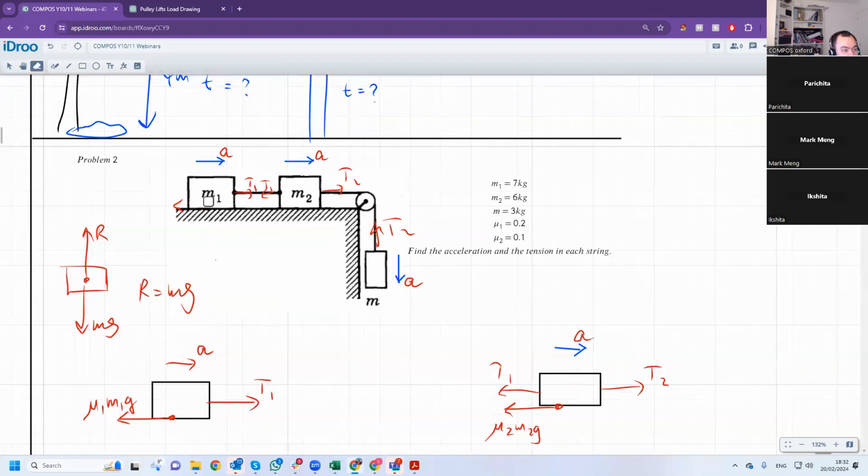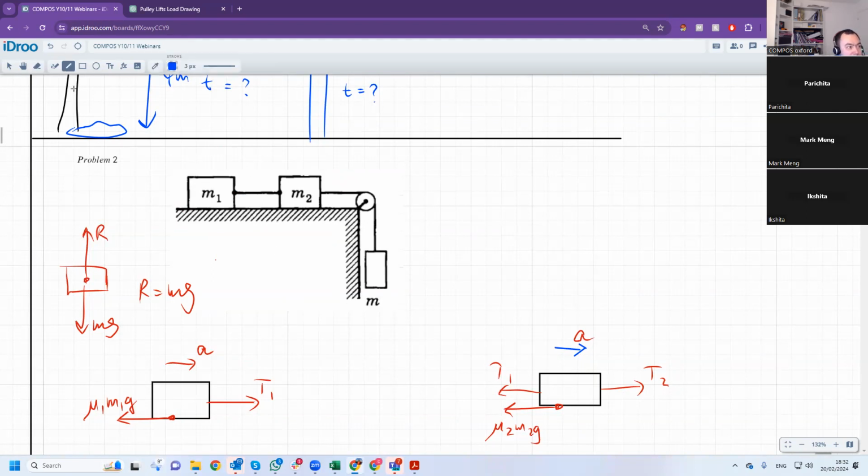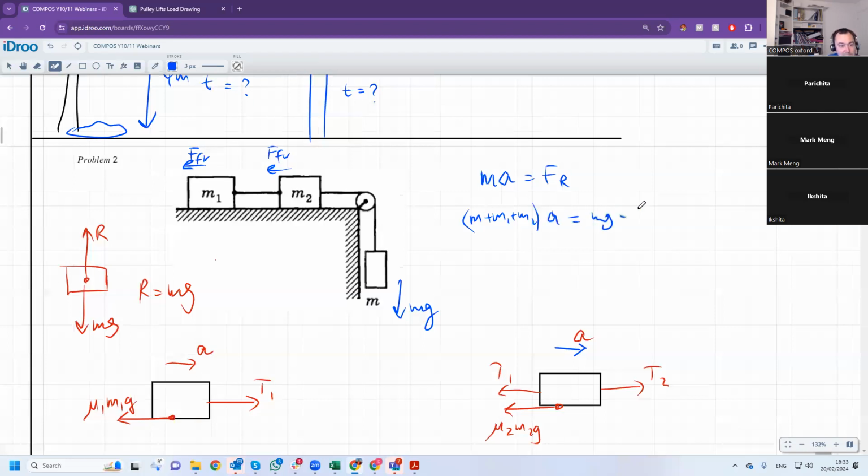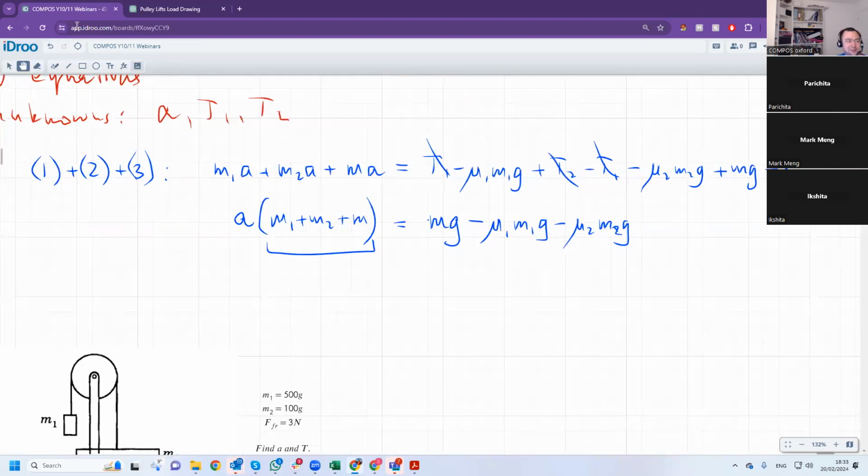So what you can do is say, well, look at that. We have one force pulling down, this is mg, and there are two friction forces here, F friction 1 and F friction 2. That's it. Then total mass times a equals the resultant force. So mass, which is m plus m1 plus m2, times acceleration a is equal to mg minus F friction 1 minus F friction 2. And that's exactly what we arrived at here.